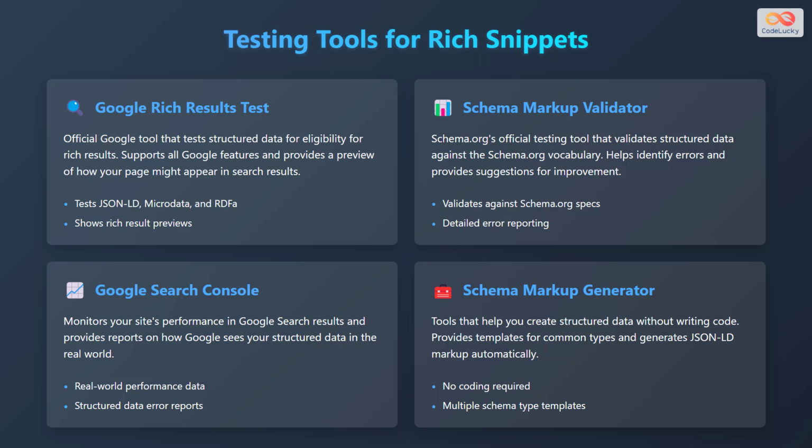The next tool is Google Search Console. It monitors your site's performance in Google search results and provides reports on how Google sees your structured data in the real world. It provides real-world performance data and structured data error reports. Finally, there are schema markup generators. These tools help you create structured data without writing code. It provides templates for common types and generates JSON-LD markup automatically. No coding is required. It has multiple schema type templates.